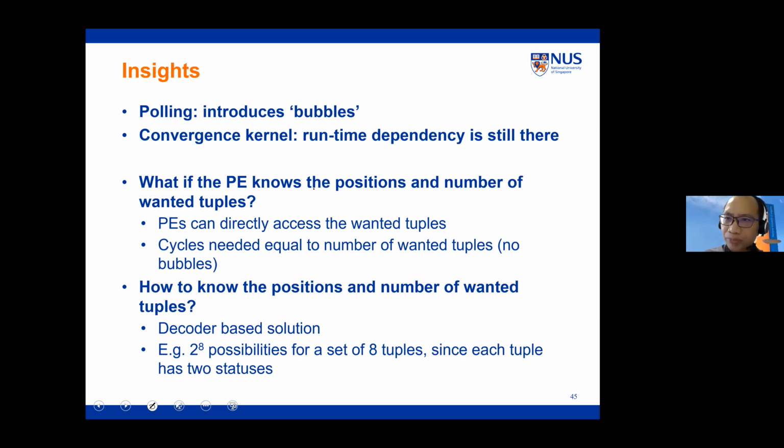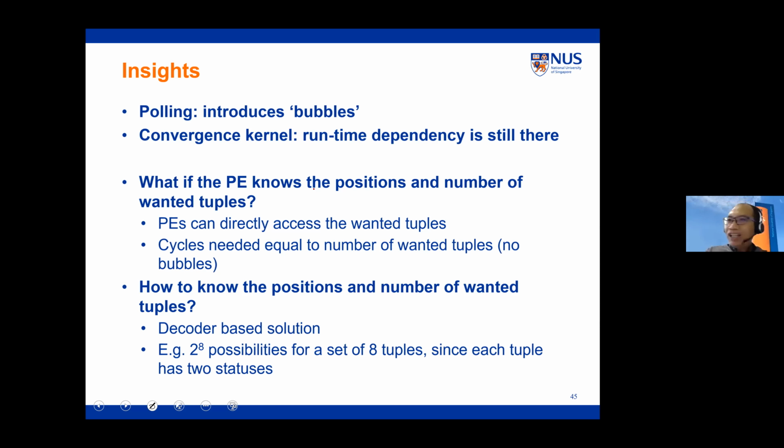If we revisit this problem, we find that the actual problem of this runtime dependency is that for each consumer, we don't know how many tuples will go to it. If I'm a PE, I don't know how many tuples will go to me, and also we don't know which tuple will go to me. This causes the runtime dependency.